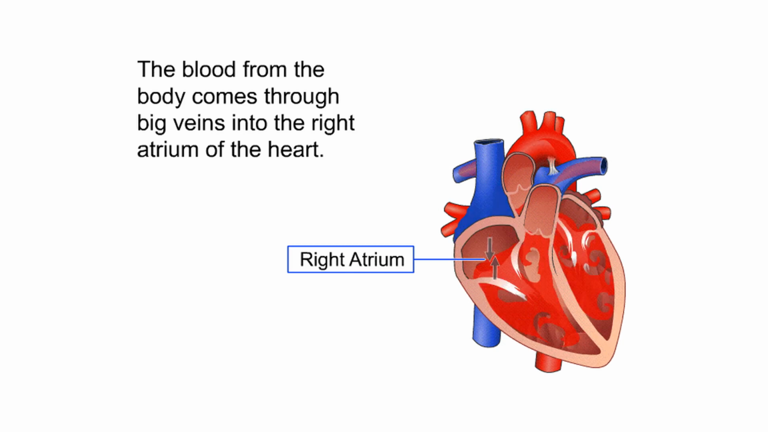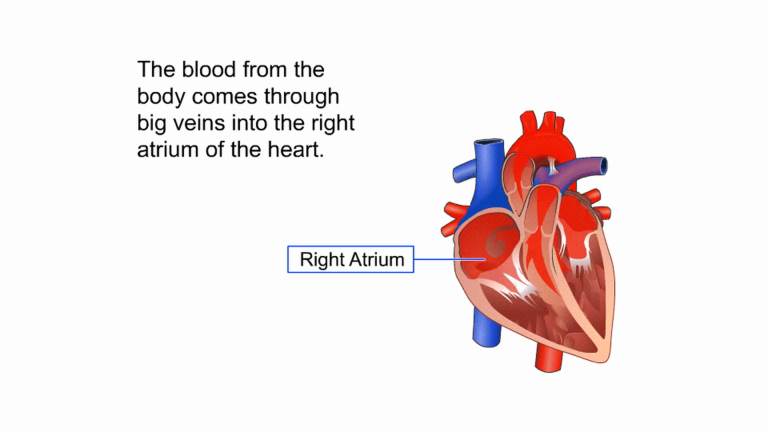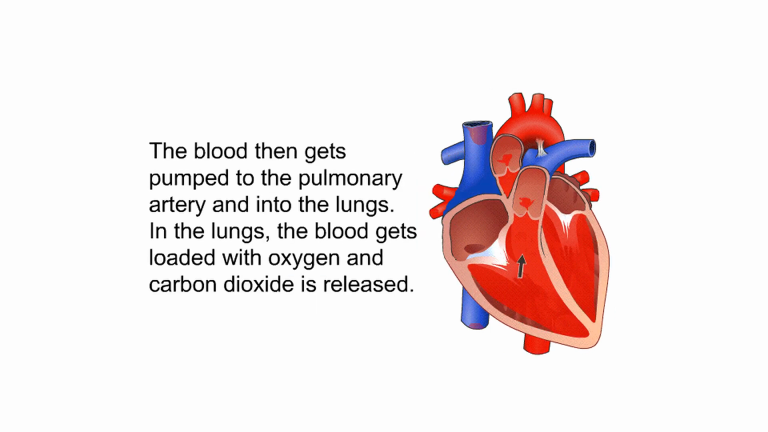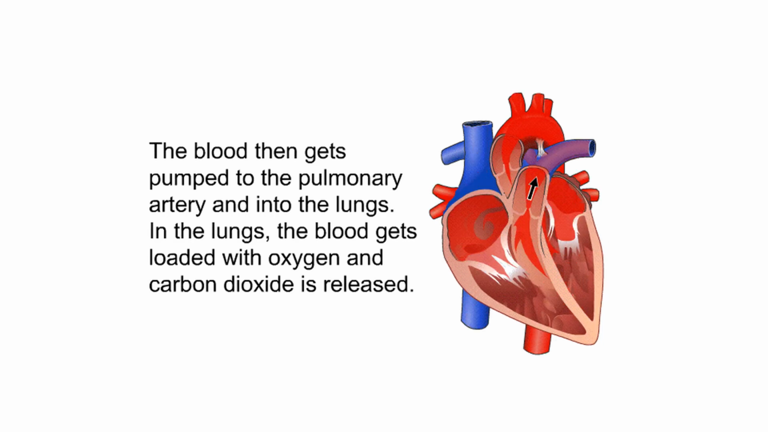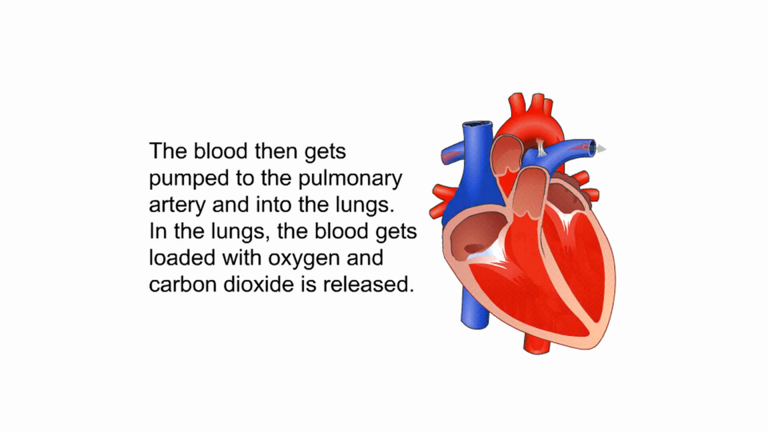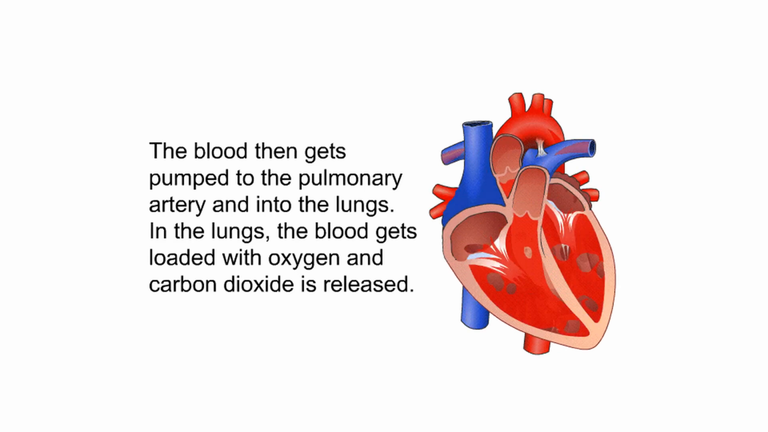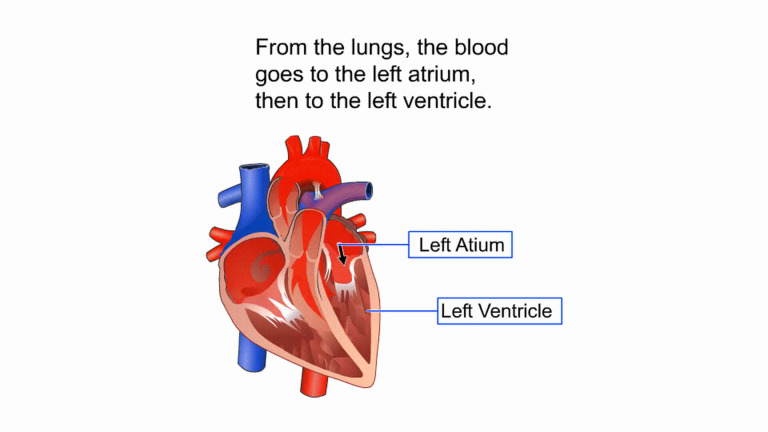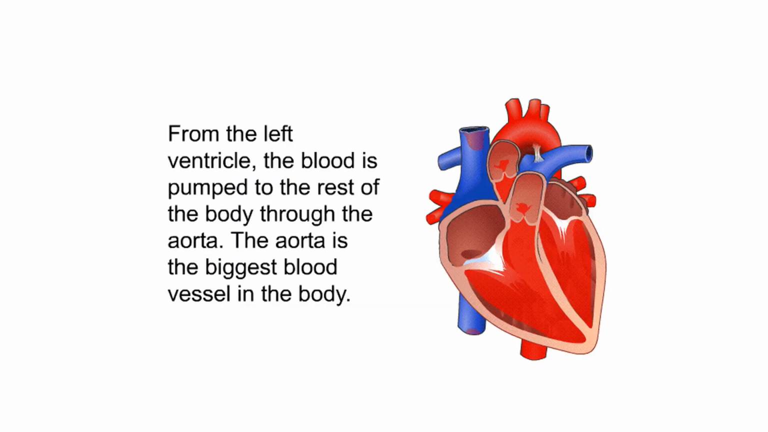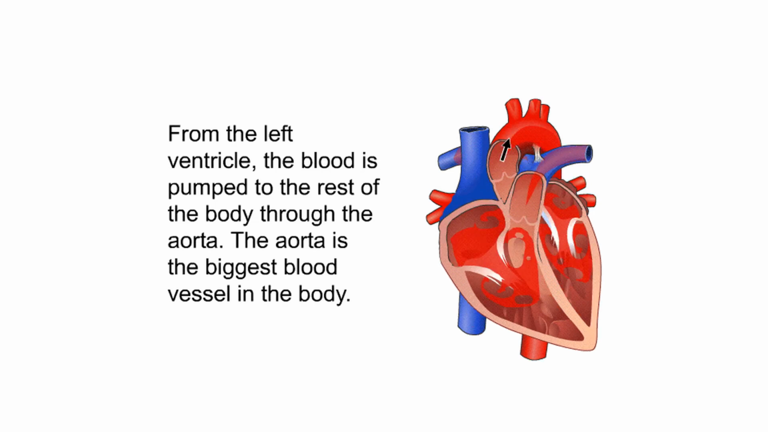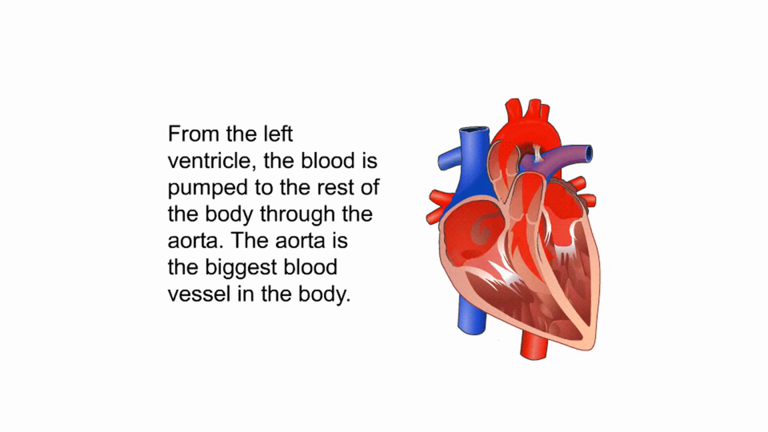The blood from the body comes through the big veins into the right atrium of the heart. From the right atrium, the blood is pumped to the right ventricle. The blood then gets pumped to the pulmonary artery and into the lungs. In the lungs, the blood gets loaded with oxygen and carbon dioxide is released. From the lungs, the blood goes to the left atrium, then to the left ventricle. From the left ventricle, the blood is pumped to the rest of the body through the aorta. The aorta is the biggest blood vessel in the body.